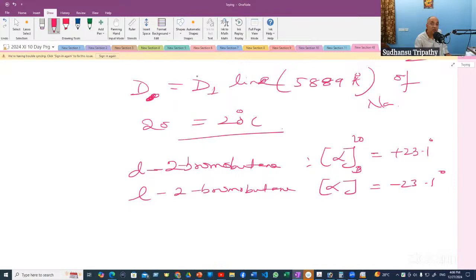Per unit concentration, per unit length of the polarimeter, and that too used in decimeter, and concentration used in grams per milliliter. So that is fixed. The alpha for a pure chiral molecule is fixed.